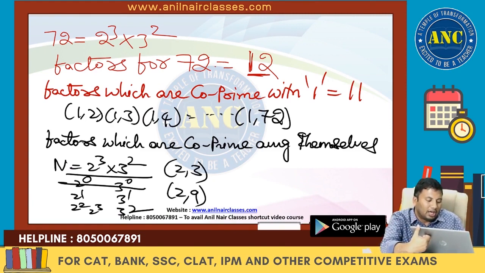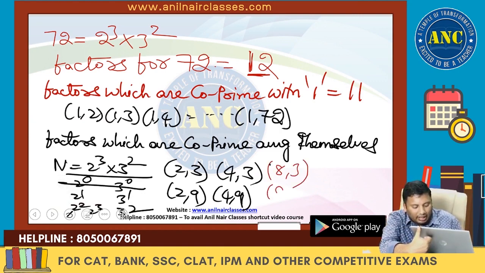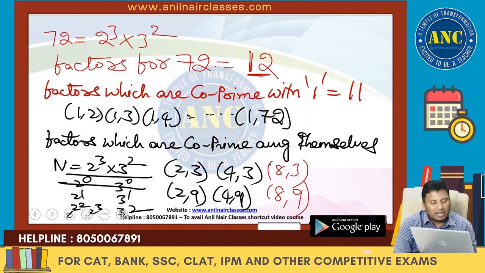2 and 3 are co-prime to each other. 2 and 9 are co-prime to each other. 4 and 3 are co-prime. 4 and 9 are co-prime. 8 and 3 are co-prime to each other. 8 and 9 are co-prime to each other. Am I right? So, other than 1, remaining, all powers of 2 are co-prime with which all powers?